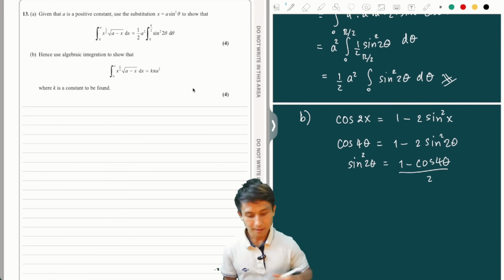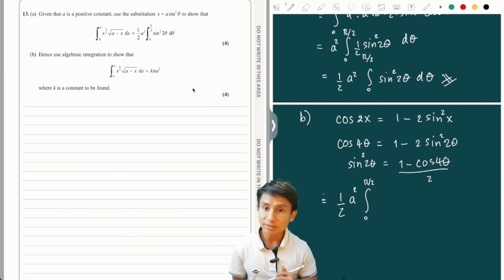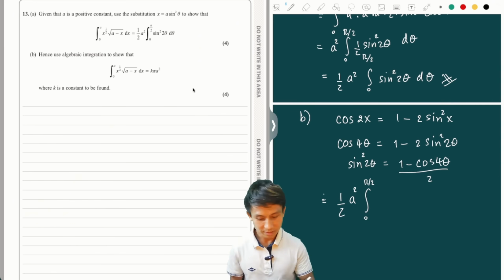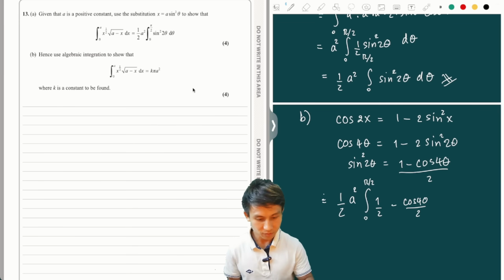So I'm just substituting that. 1/2 a squared from 0 to pi over 2. Is that the right expression there? Yeah, the whole thing. Okay, so I'm just going to split it into 1 over 2 minus cos 4 theta over 2.